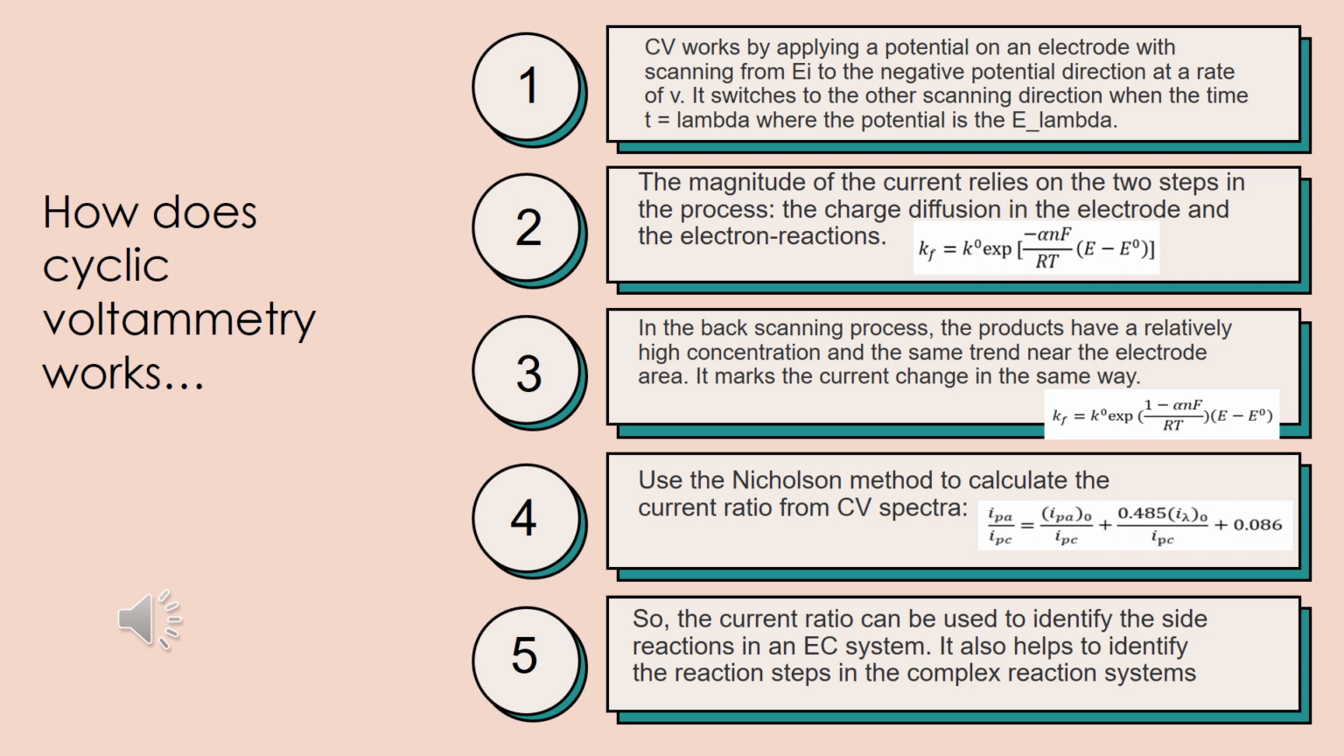Okay, then number 4. Use the Nicholson method to calculate the current ratio from CV spectra. The current ratio can be used to identify the side reaction in an electrochemistry system. It also helps to identify the reaction steps in a complex reaction system.